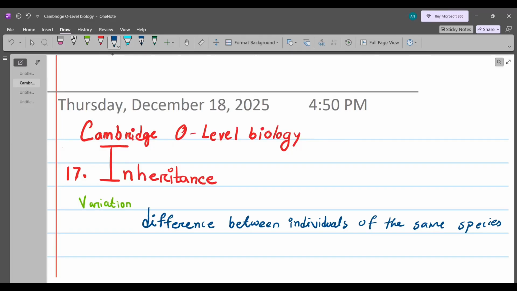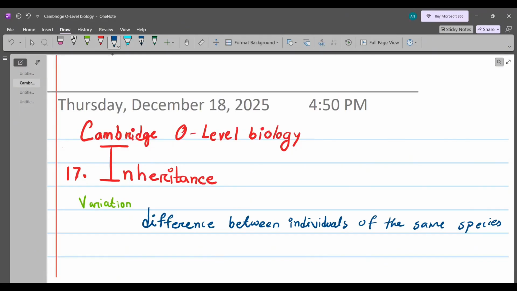Continuous variation is usually caused by a combination of genetic and environmental factors. For instance, tall parents are likely to pass genes of height to their children, giving them the genetic potential to be tall. However, if those children have a poor diet or suffer illness, they may not reach their full height potential. This shows how both genes and environment interact.